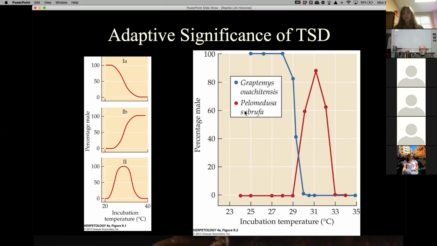In Pelomedusa subrufa, which is a type of side-neck turtle, the females are produced more at really low temperatures and high temperatures, and males are produced at this kind of wide range of intermediate temperatures. And so this would be a type 1A situation with Graptemys ouachitensis, and then this would be a type 2 situation with Pelomedusa. And so it just depends on the species as to which form this takes.